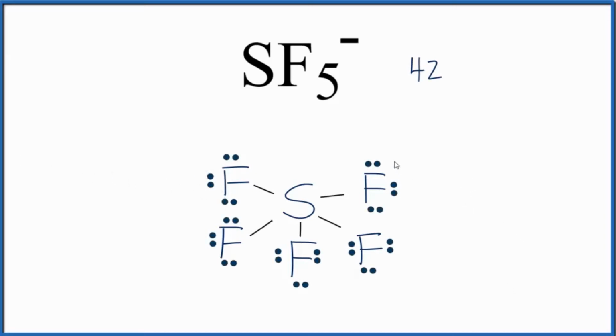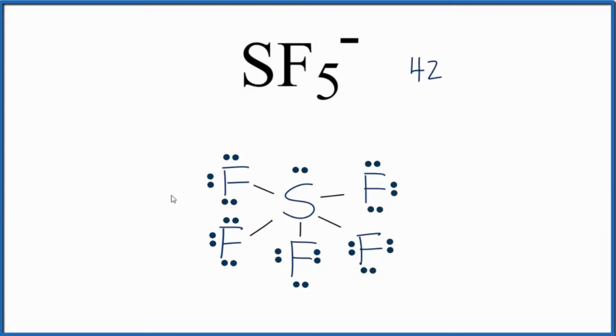So right now, each of the fluorines has 8 valence electrons. The sulfur has 10, that's okay, but we've only used 40. So we're going to place the last 2 valence electrons right here on the sulfur. And that completes the Lewis structure, and sulfur can have 12 valence electrons.